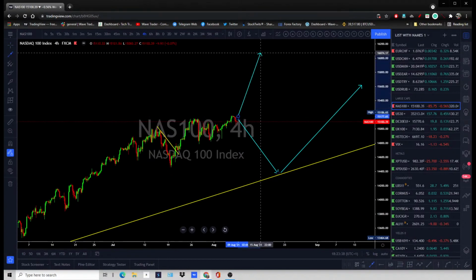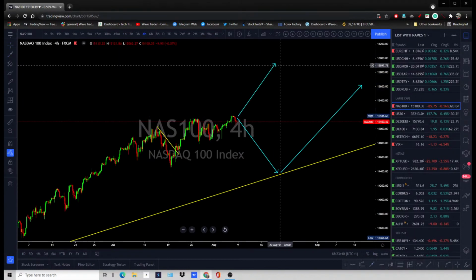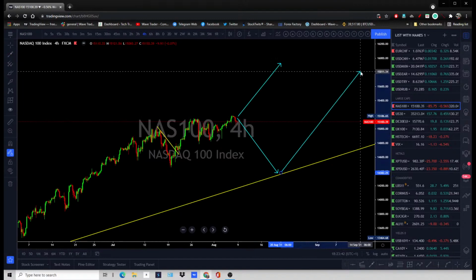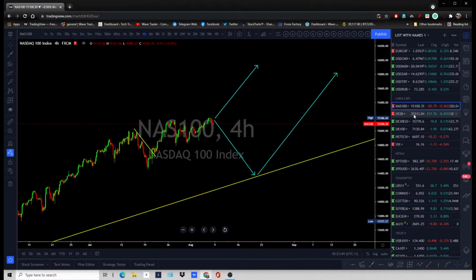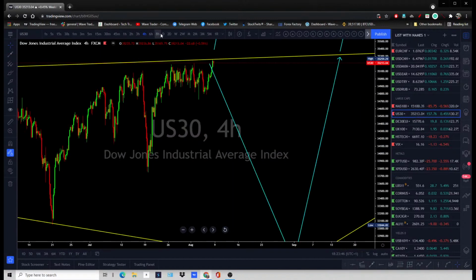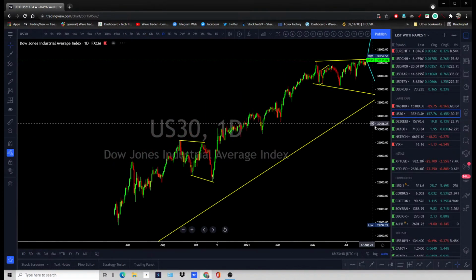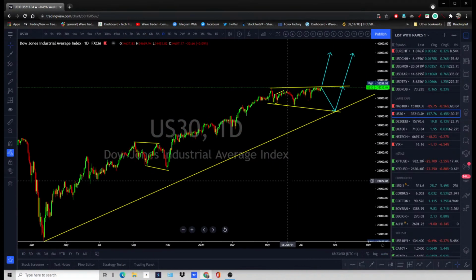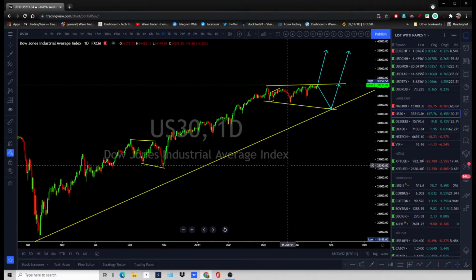Okay, so indices are super strong. Yeah, and they can keep pushing higher, and you can trade for short term for more upside. Yeah, a deeper pullback is going to create a buy opportunity. A correction is going to create a buy opportunity. Yeah, that's the DAX. That's the Dow, sorry.